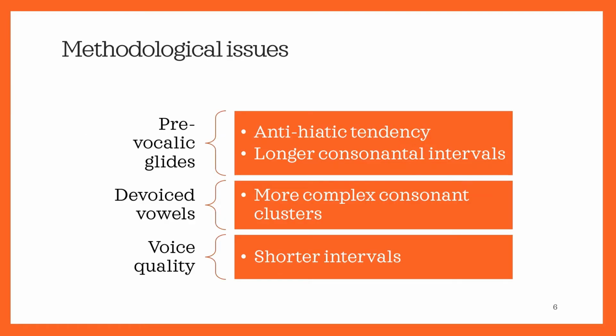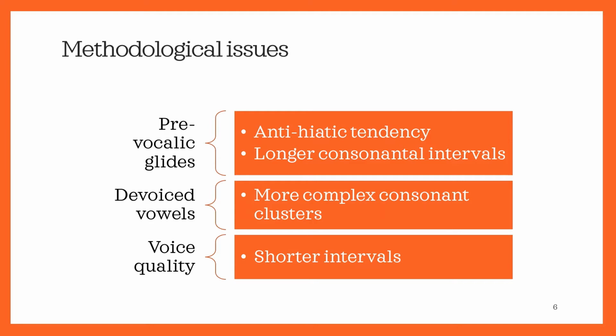So why is it important to make clear methodological decisions about these issues? The classification of prevocalic glides into the consonantal intervals may result in higher variation of these. And because there is a strong anti-hiatic tendency, this may mean that several vowel-like sounds get classified as consonants. In the case of devoiced vowels, if these are placed in the intervocalic intervals, it may give the impression that the variety has complex consonant clusters.